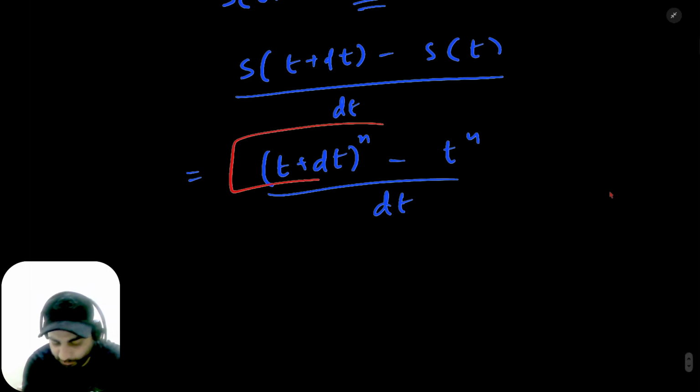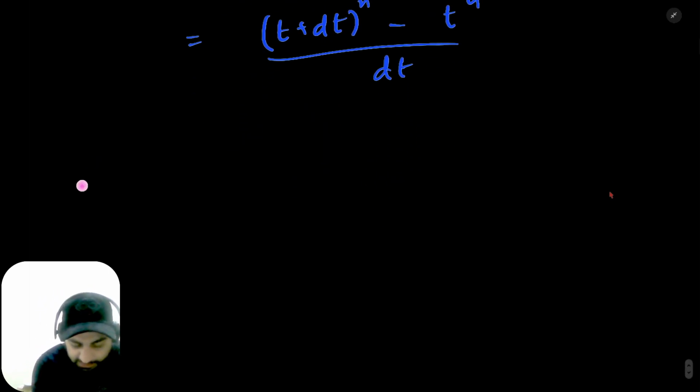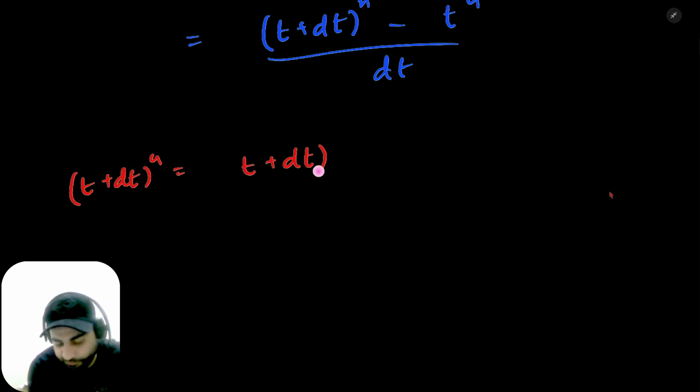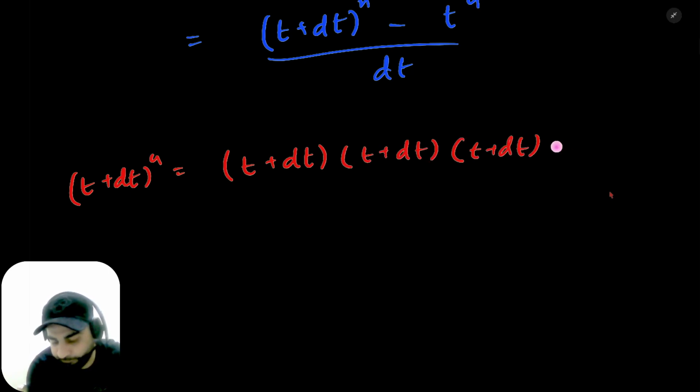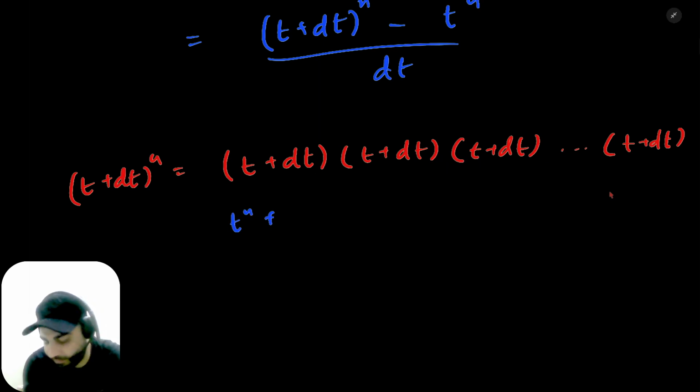So focusing on this term only, I'll write t plus dt to the power n, which basically means t plus dt multiplied n times. In the first iteration, I'll take the t's only. So I'll write t to the power n plus, that'll happen one time. Then I can take one dt and take the other t's, so I can take t to the power n minus 1 and 1 dt.